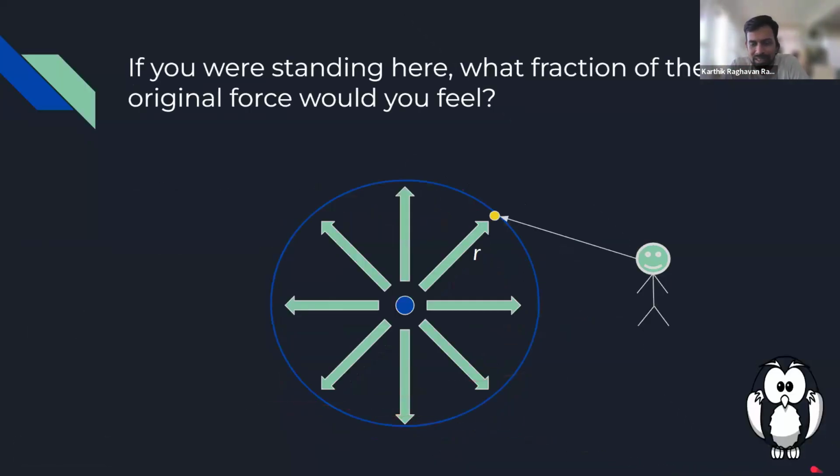Now, this is for the slightly older kids. Give it a shot. Instead of a cup, let me say I am standing here at a point on the circumference. So I have given you a clue already that the blue is the circumference and yellow is a point. So what fraction of the force will I feel at this point?